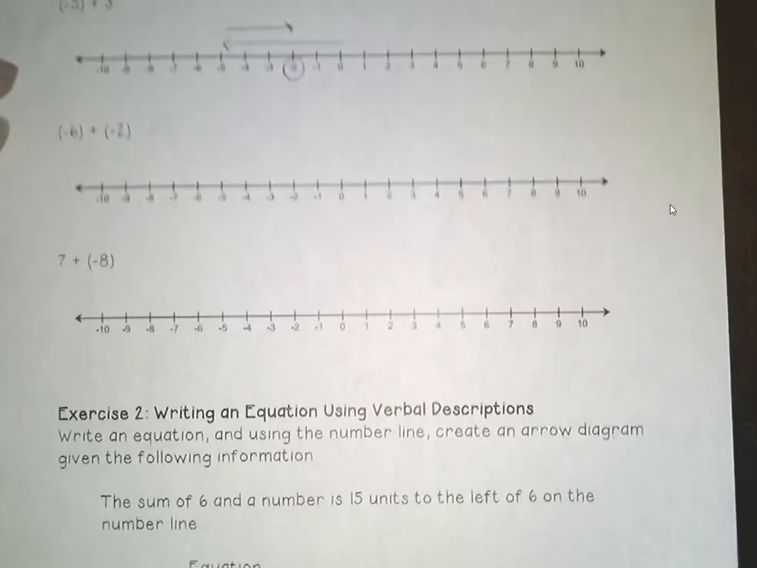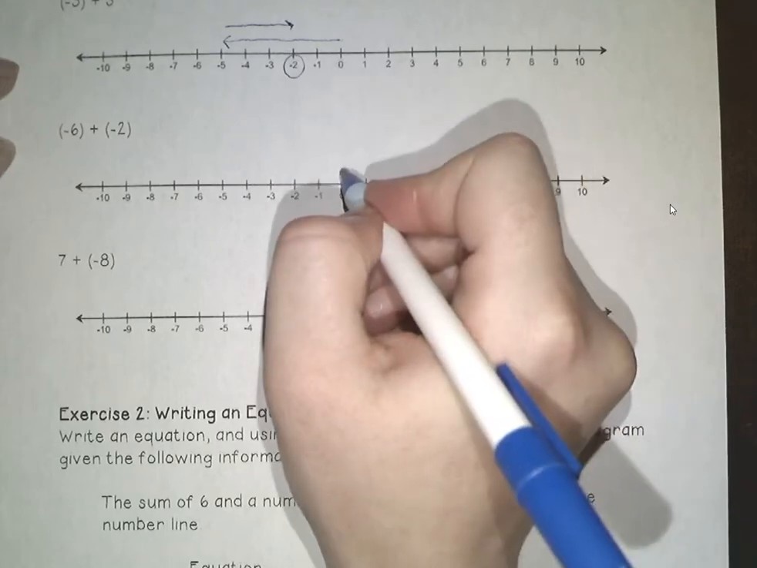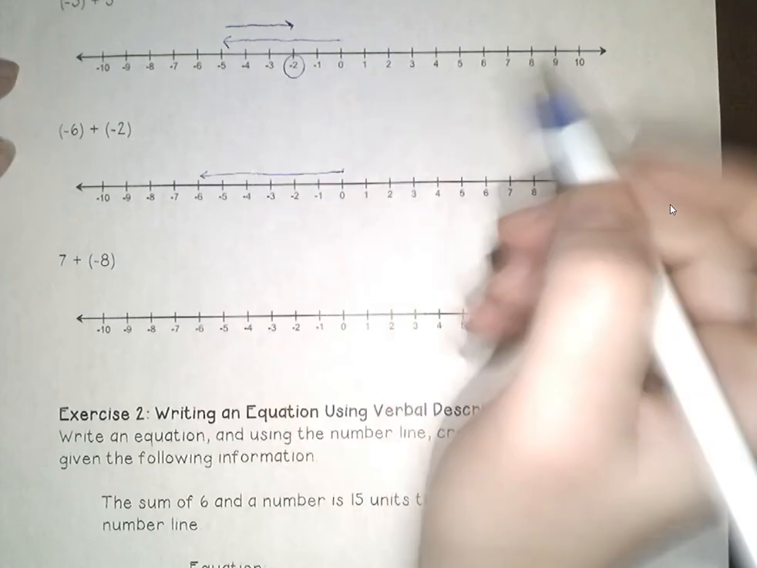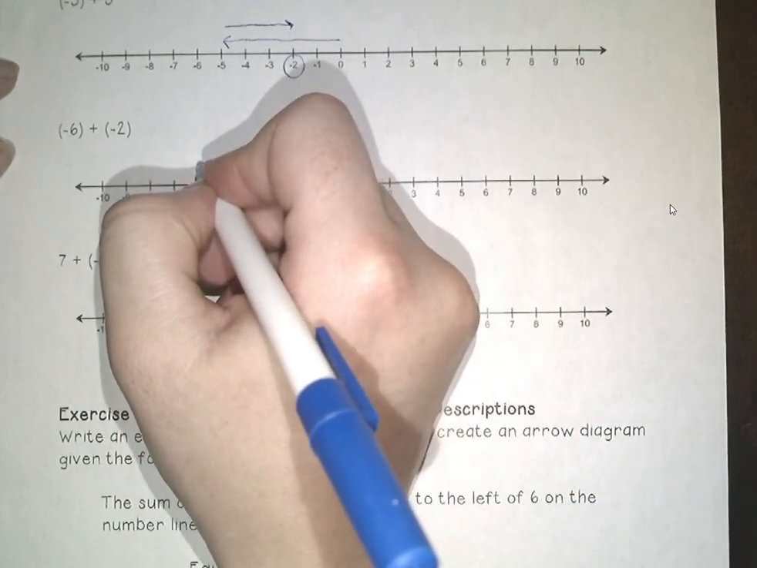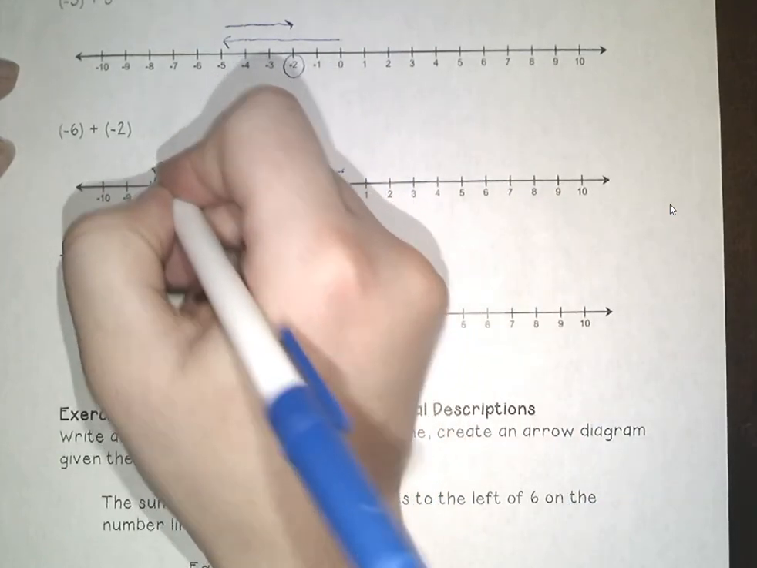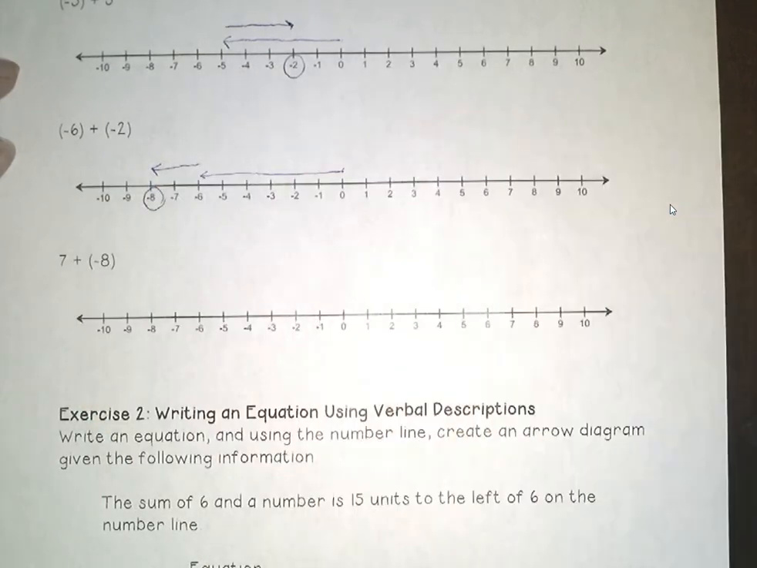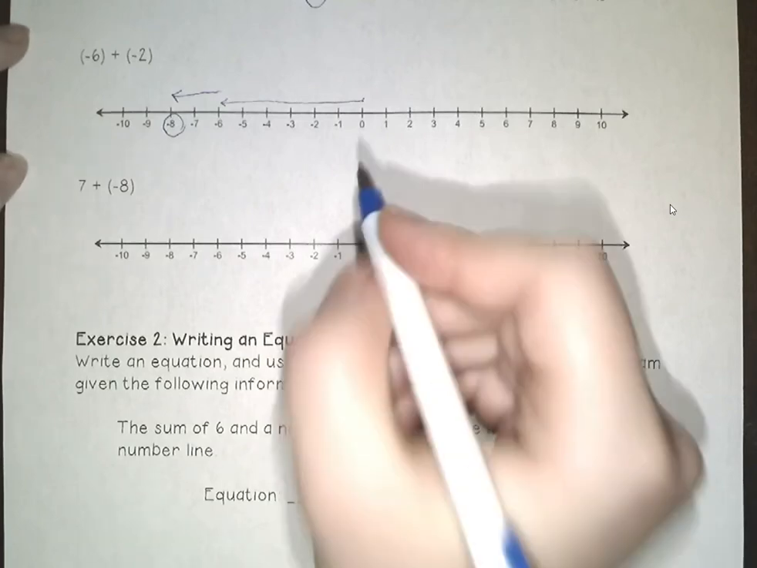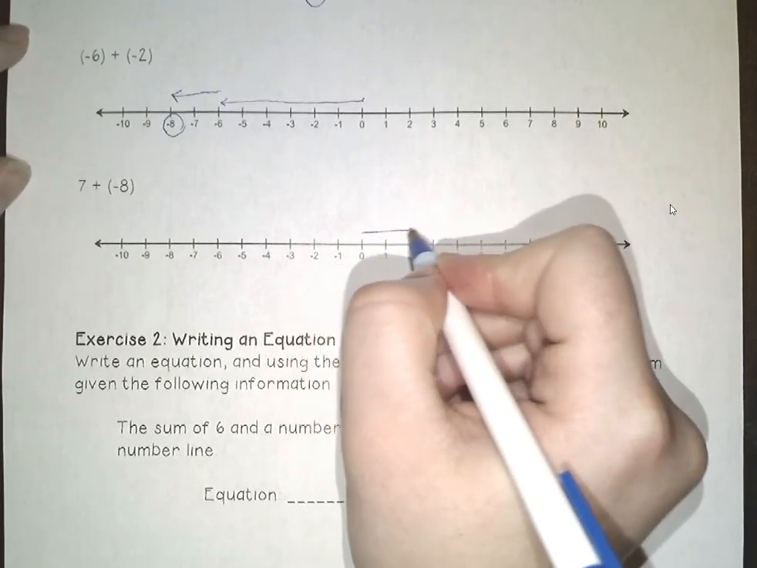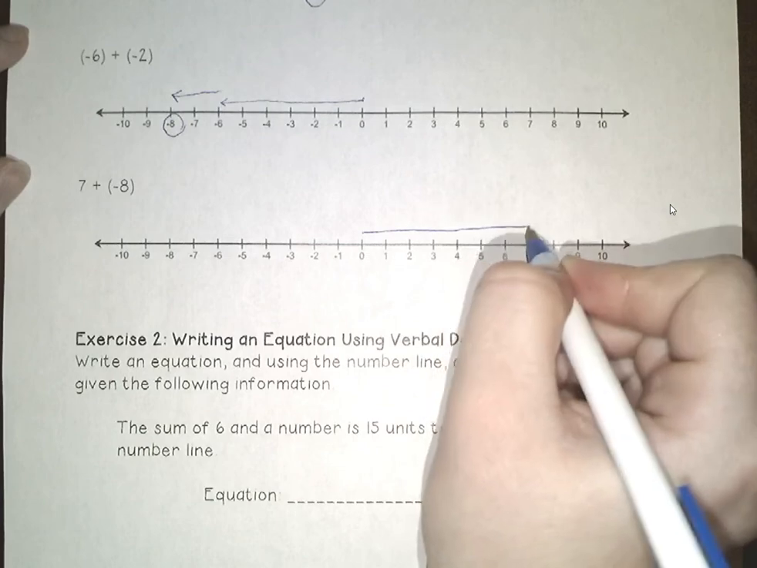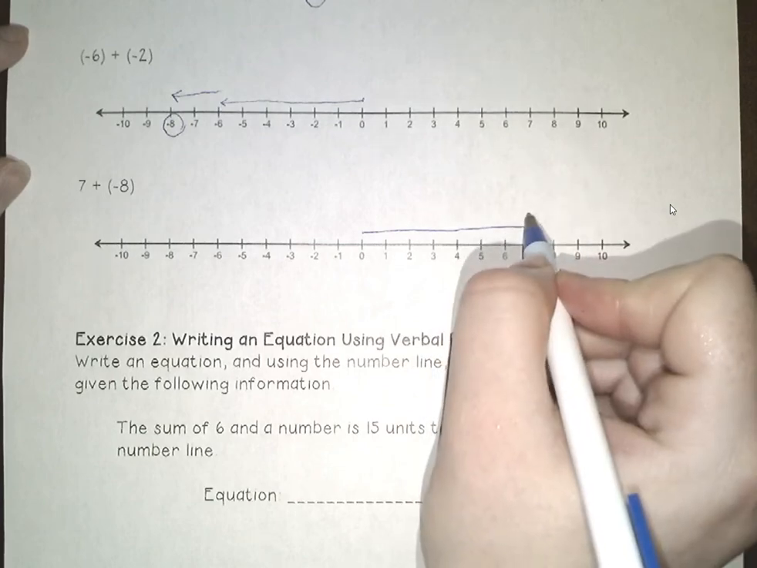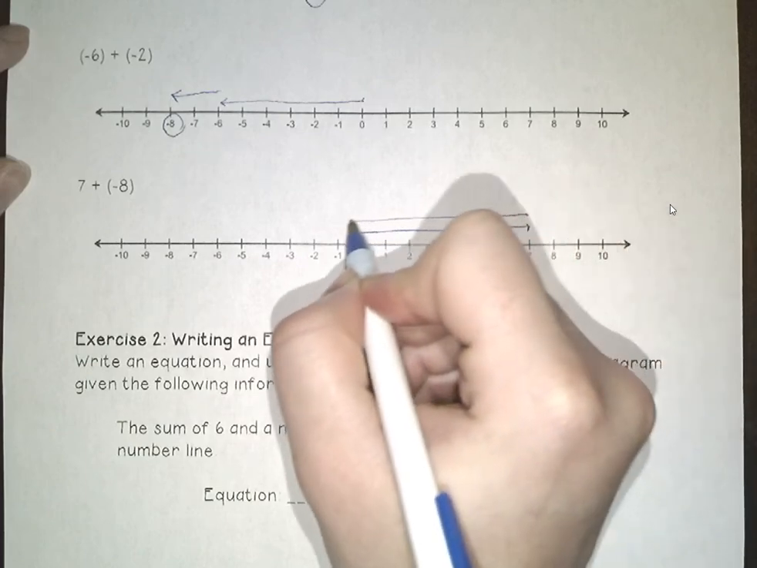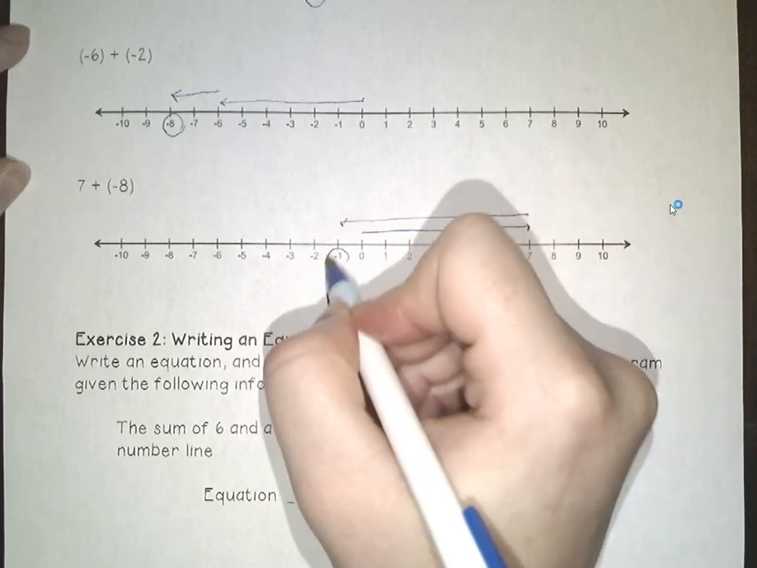Negative 6 plus negative 2. I start at 0, I go to negative 6, which is to the left of the 0, and I'm adding negative 2 as well, going to the left of the 0, 2 units, and end up on negative 8. Then 7 plus negative 8. 7 goes to the right from the 0, and I'm adding negative 8 from 7. I will have to go to the left 8 units, and I will stop at negative 1.